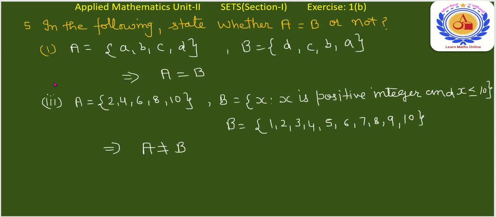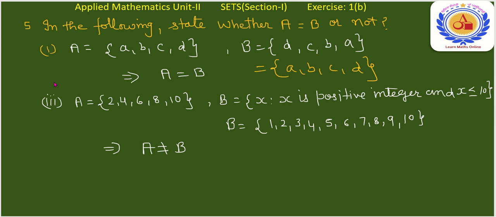Next, in question number 5th, in the following state whether A is equal to B or not. Here A is equal to a set containing elements a, b, c and d. Again, B is having all the elements which belong to the set A. So we can say that A is equal to B. And also we can write the set B in this form: a, b, c, d. So we can say that A is equal to B, no problem, very simple question.